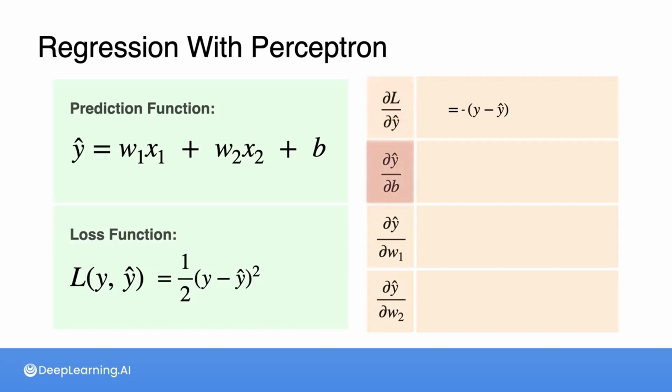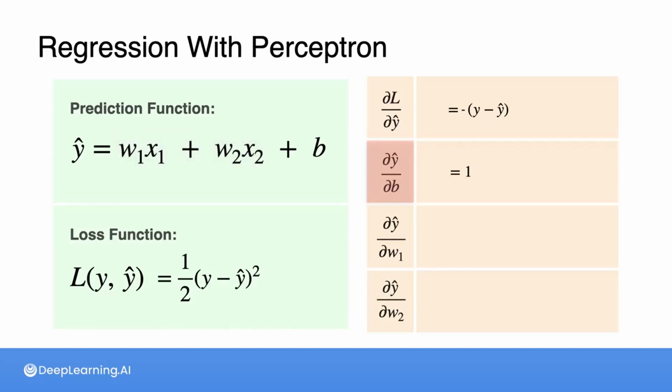Now let's move to the other 3, which are much easier actually. What's ∂ŷ by ∂B? Well, notice that this is a constant with respect to B. It has nothing to do with B. So really, it's going to be 1 because it's the derivative of the remaining term, which is B, by ∂B. So that's a 1.